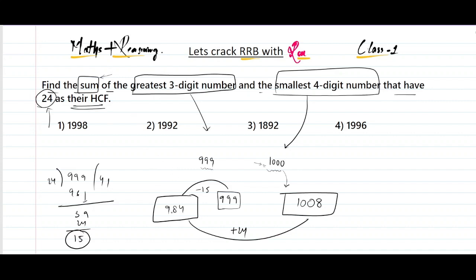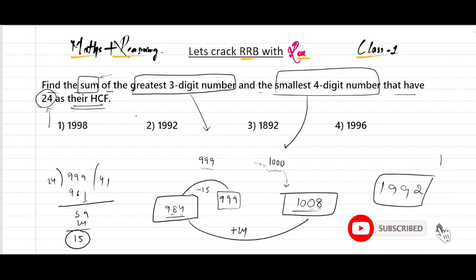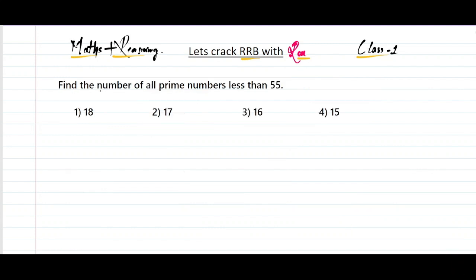Okay, they ask simply 984 plus 1008. See, 8 plus 4, how much? 12, 1 carry forward, and 8, 0, 1, 9, and we have 9 and 1. 1992 is our answer, which is option number 2 here. Okay, next question. See this question, find the number of all prime numbers less than 55.